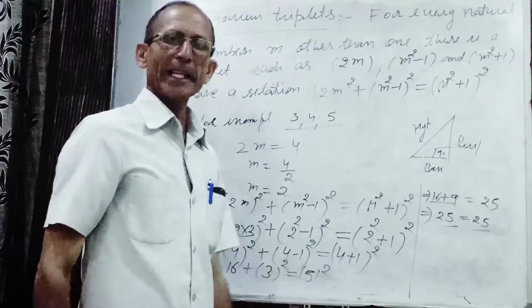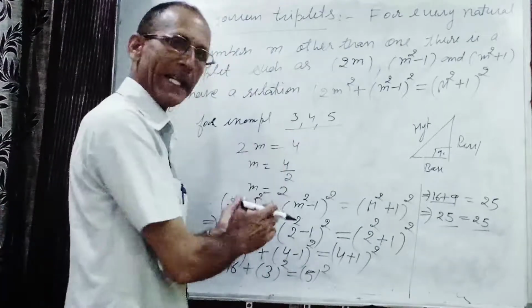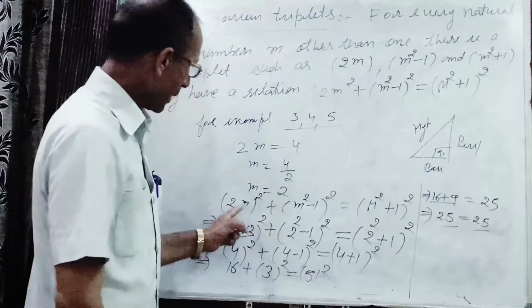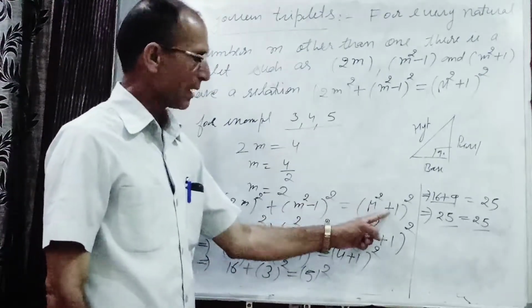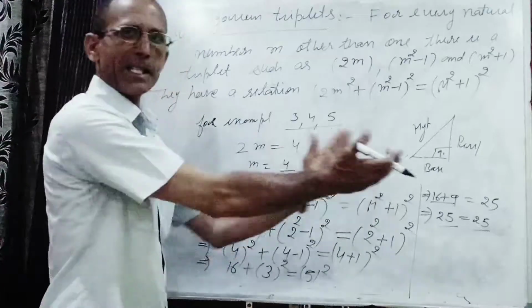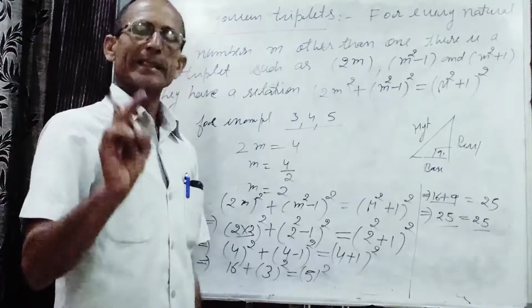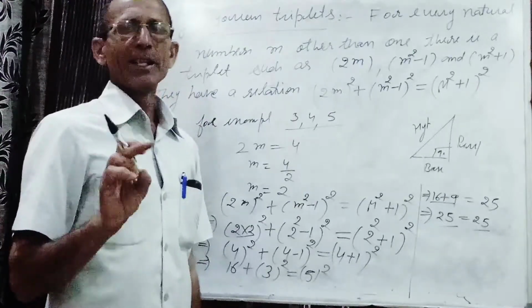If three numbers are given, take the one number which is divisible by 2. First find m, and after finding m, apply this formula: (2m) square plus (m square minus 1) whole square, and (m square plus 1) whole square. If the left side is equal to the right hand side, then the relation is proved, and we can say the given numbers are making Pythagorean triplets.